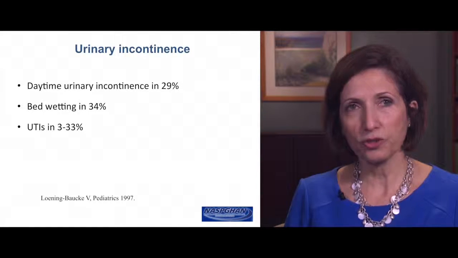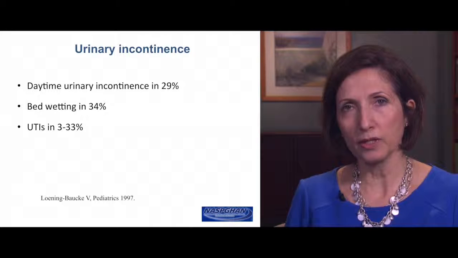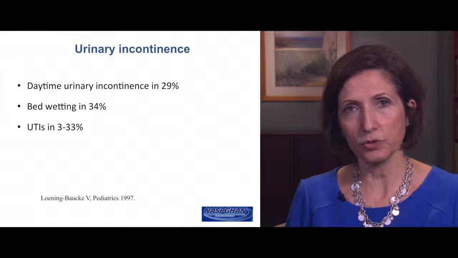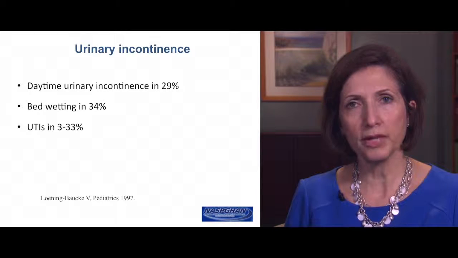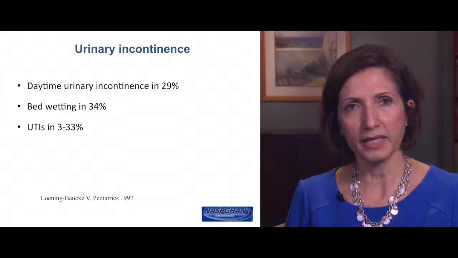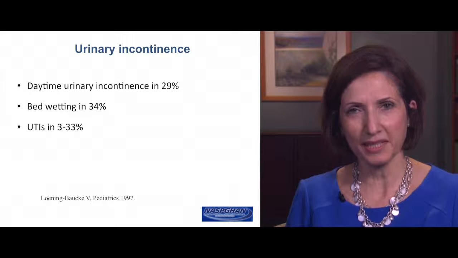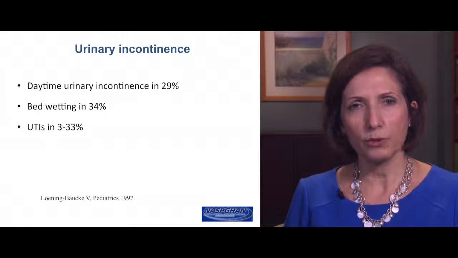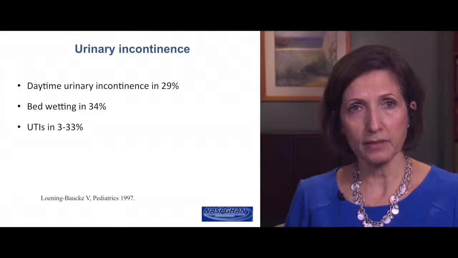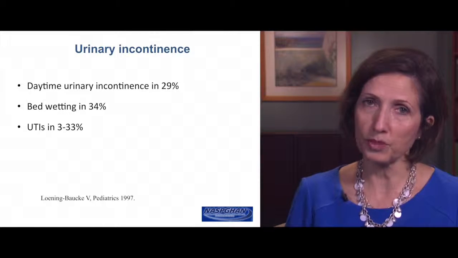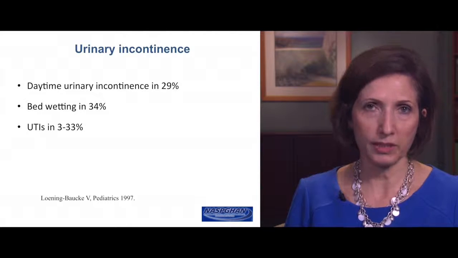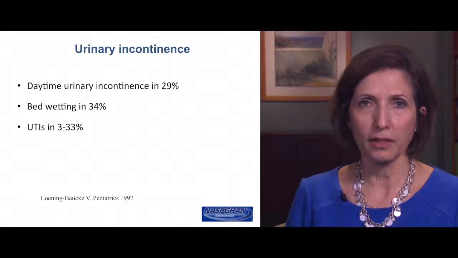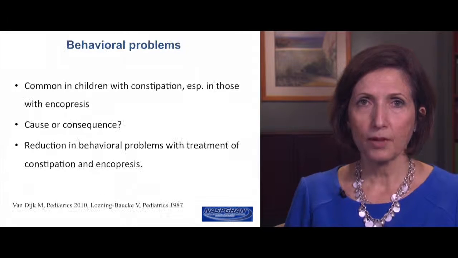Other parts of the history include urinary incontinence. So we need to ask about all urinary symptoms. Evidence shows that daytime urinary incontinence is common in 29% of the kids, and bedwetting in 34% of the kids. UTI, urinary tract infection, ranges between 3 to 33% of the kids. So we should ask about urinary symptoms every time we see a child with constipation or fecal incontinence.